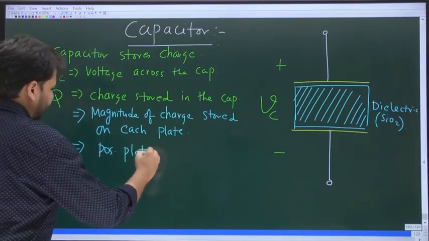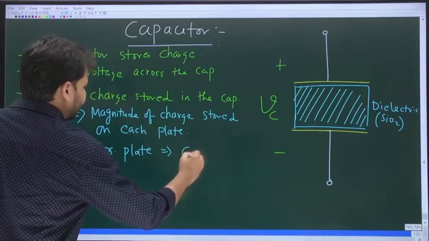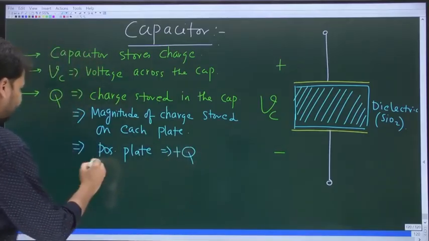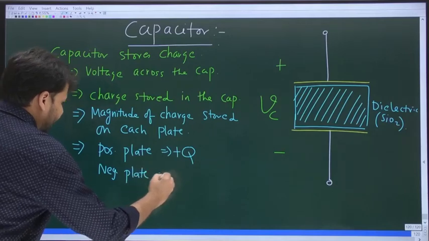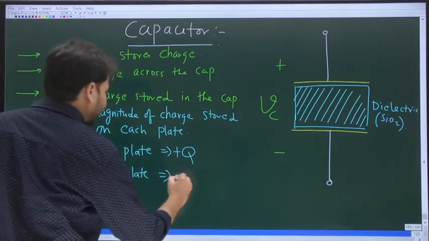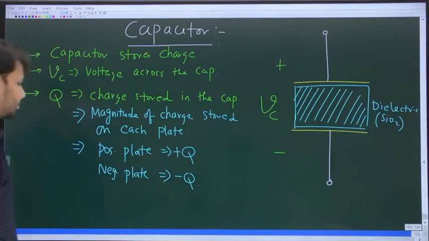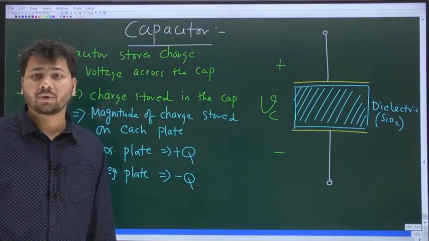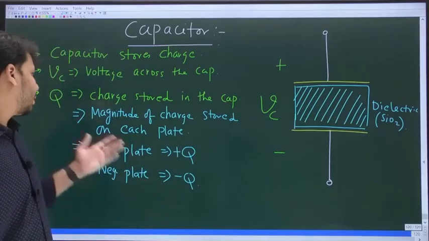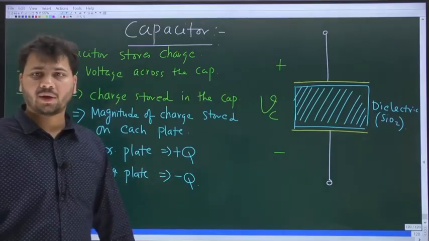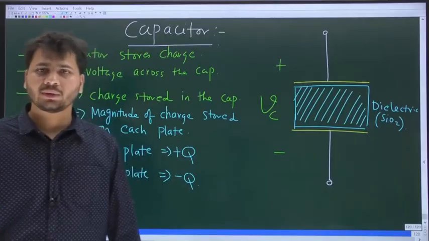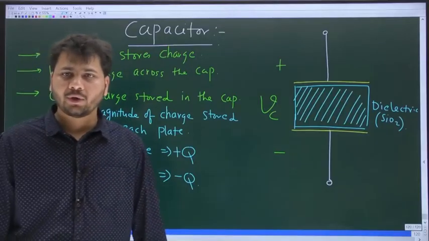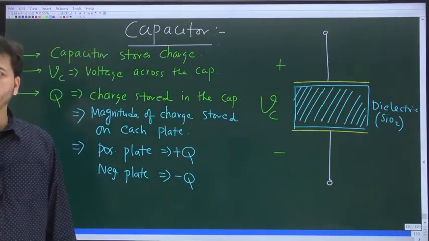So the positive plate will have a charge of plus Q, and the negative plate will carry a charge of minus Q. For both the plates, the magnitude of charge is the same Q, and Q is the charge stored in the capacitor. So charge stored in the capacitor will always represent the magnitude of the charge stored on each plate.